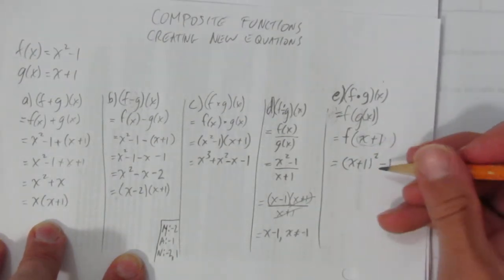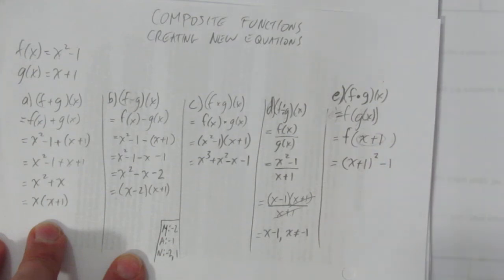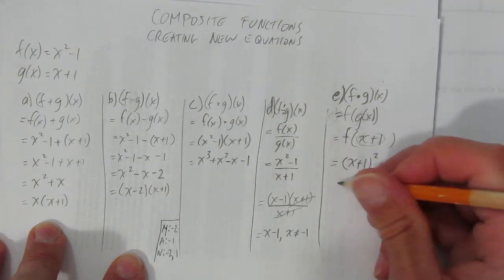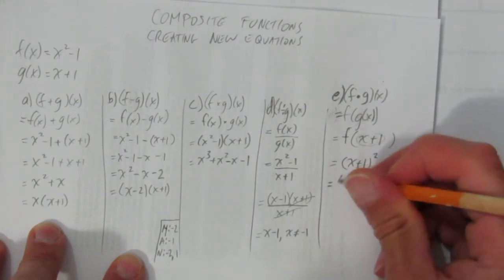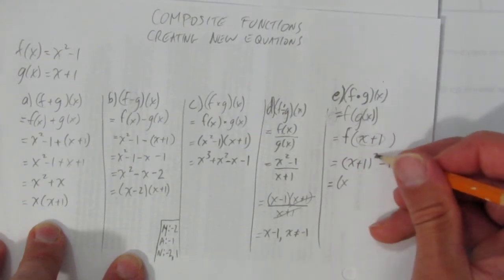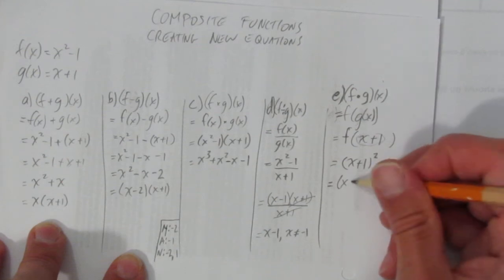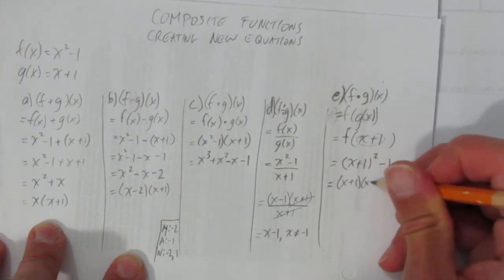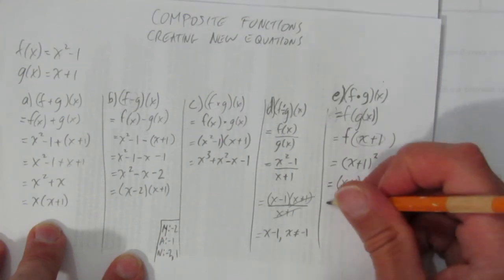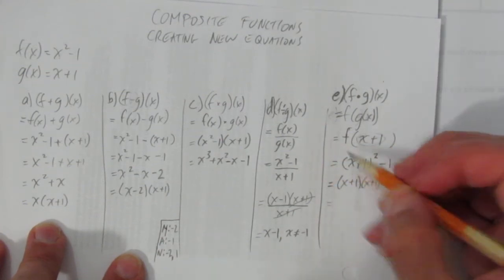Now here I can't really leave it. I should probably expand it to see if I can simplify a bit. So lots of students are going to just square the x, square the plus 1. Hopefully you know that's wrong. x plus 1 squared is the same as x plus 1 times x plus 1. That's a FOIL, or distributive, like we did in a previous question over here.